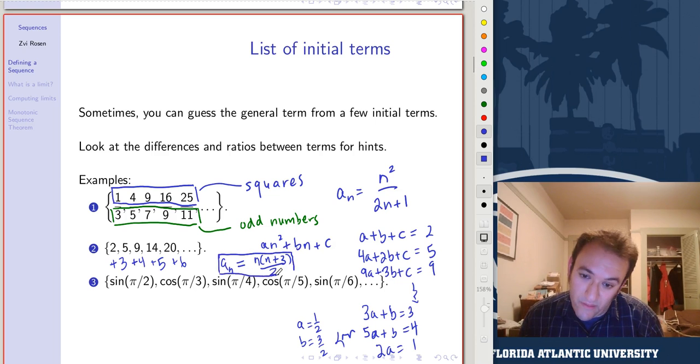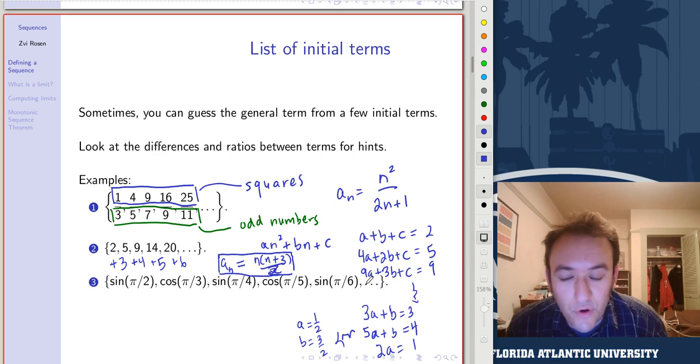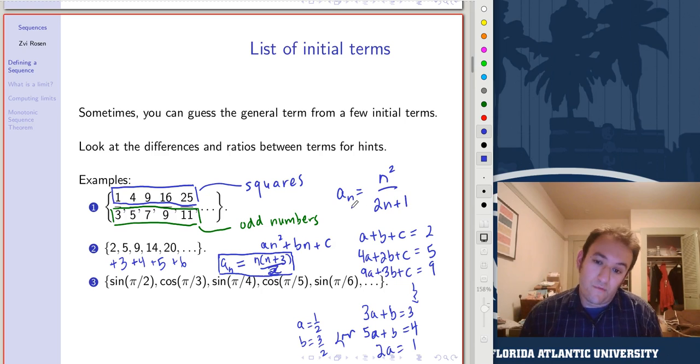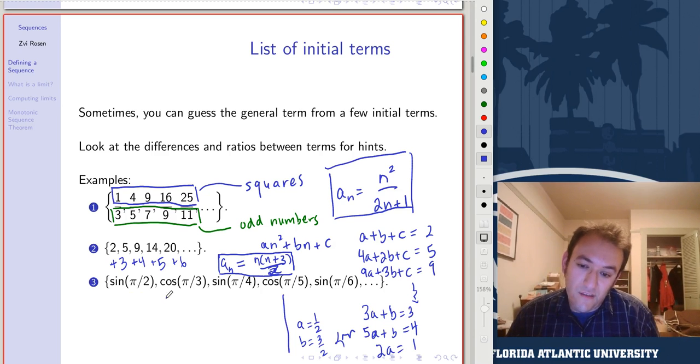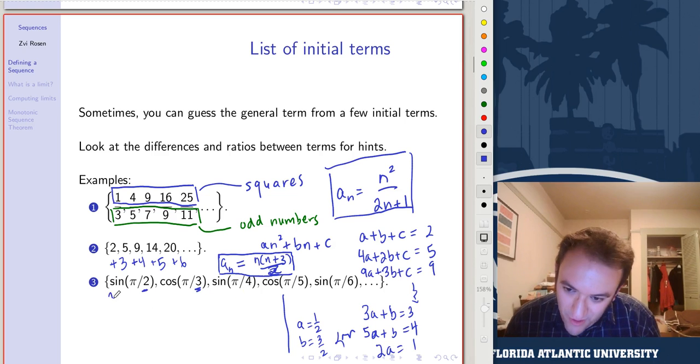Took a bit more work than the first example, but the key was knowing what type of function to look for. Okay, and this was the answer for our first example. Okay, as for the third example, this one is a bit easier to figure out because the only thing that changes between terms is this denominator. Oh, I'm sorry, we have not only the denominator, but these functions also change.